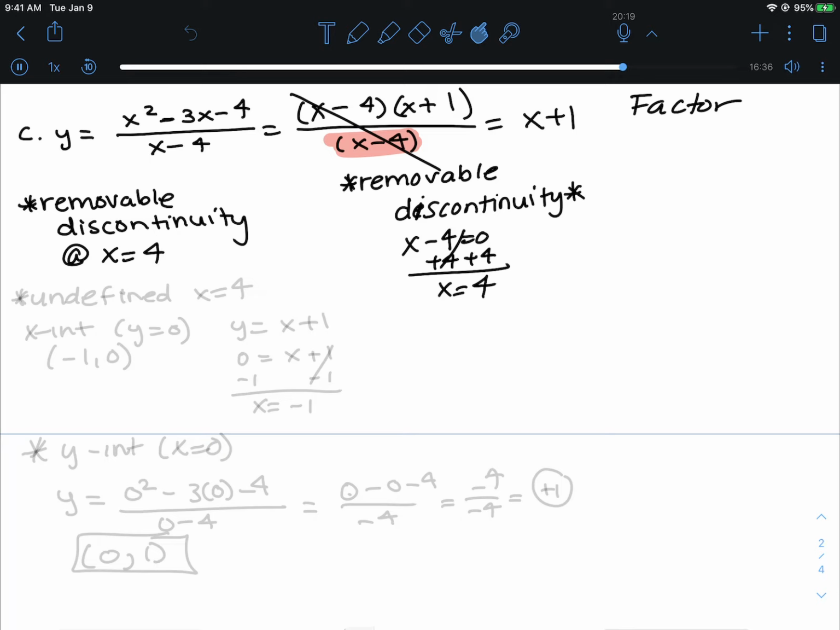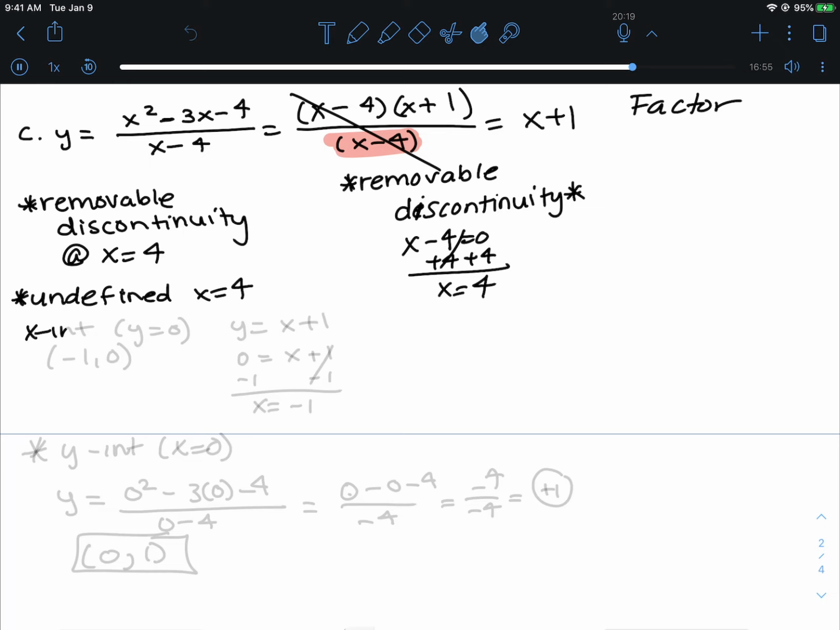So where is this going to be undefined? Well, this is going to be undefined at x equals negative 4. I mean, undefined, not negative 4. I mean, x equals positive 4. Okay. And so we go ahead and continue. So let's go ahead and move on.